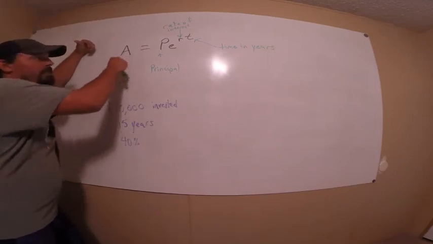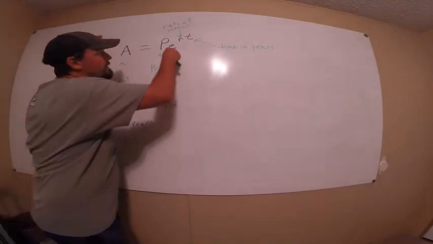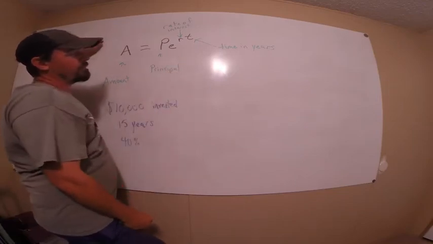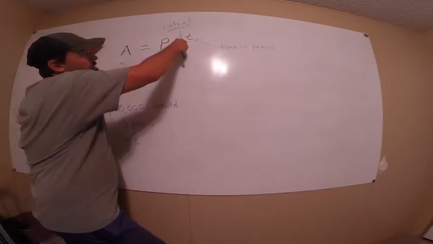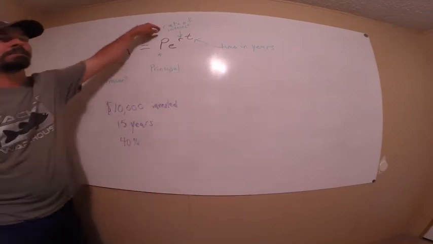A is the amount that you make. P is the principal, which is the amount that you invest. E is a mathematical constant. Okay, I'll show you where to find it on your calculator if you've never found it before. R is the rate of interest. T is the time in years. That rate of interest has to be in a decimal.